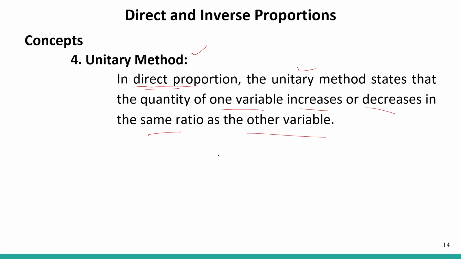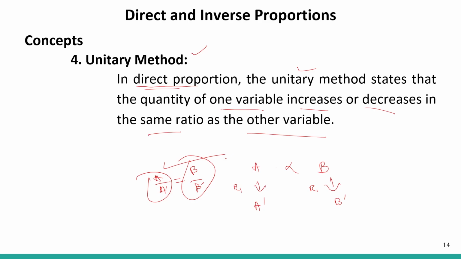So if A is directly proportional to B, let's say A is changed and becomes A dash, and the ratio is R1. Then B and B dash follow the same ratio. That is, A by A dash is equal to B by B dash, where B dash is the new change in B and A dash is the new change in A. The ratio will be the same.